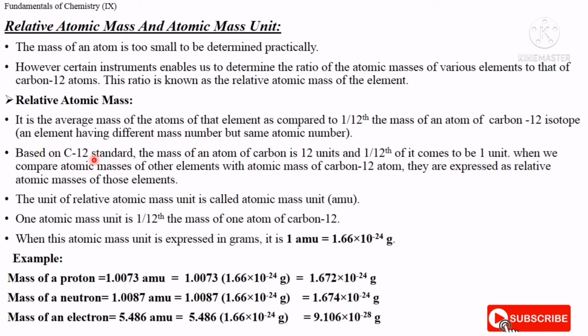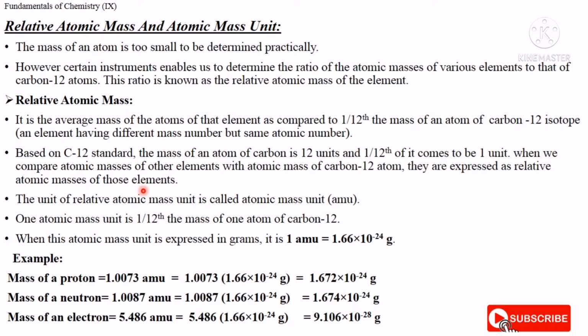Based on carbon 12 standard, the mass of an atom of carbon is 12 units and 1/12th of it comes to be 1 unit. So when we compare atomic masses of other elements with the atomic mass of the carbon 12 atom, they are expressed as relative atomic masses of those elements.